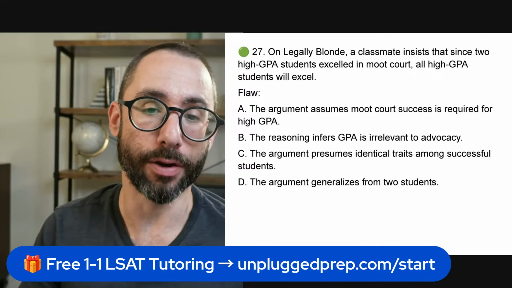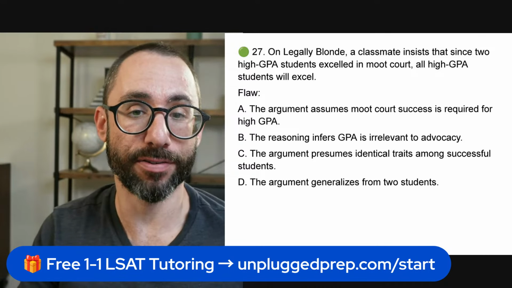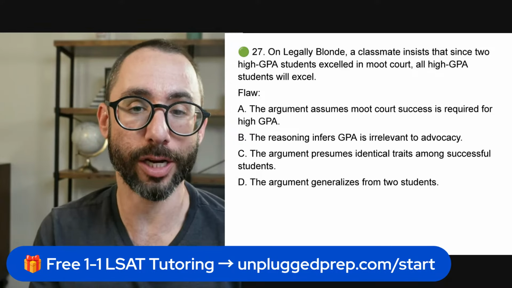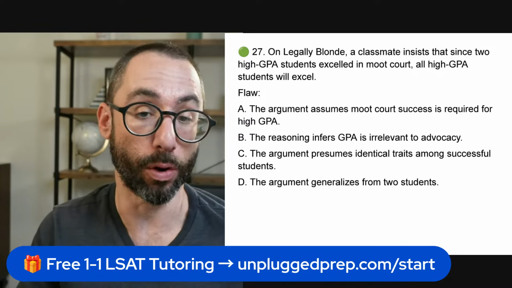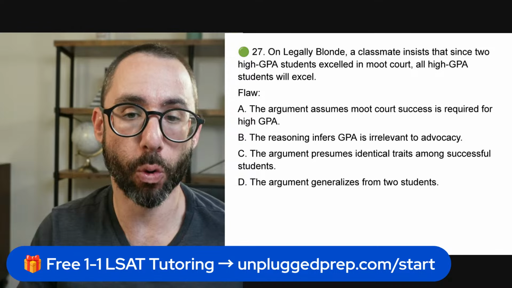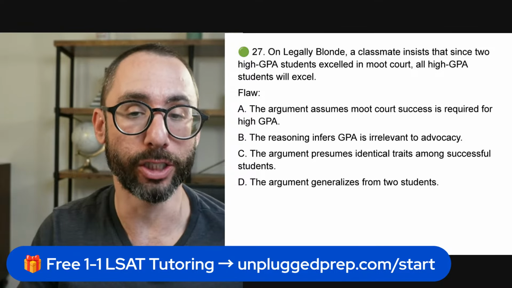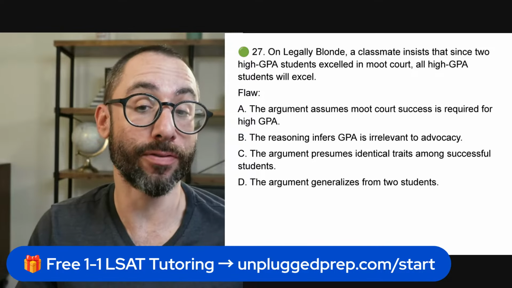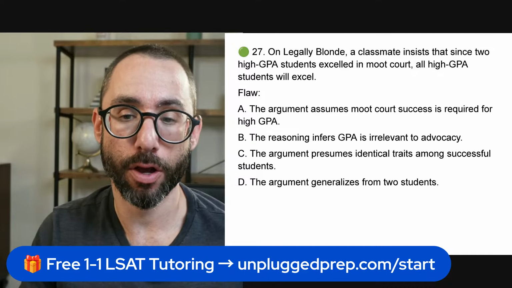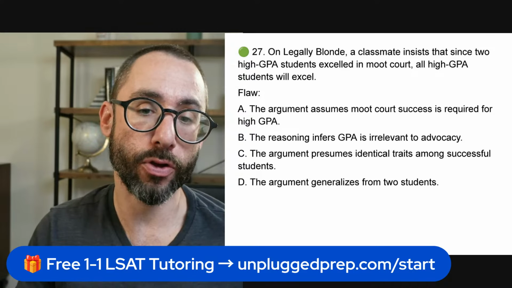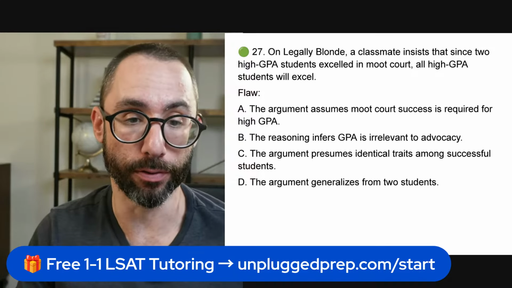On Legally Blonde, a classmate insists that since 2 high GPA students excelled in moot court, all high GPA students will excel. What's the flaw? A, the argument assumes moot court success is required for high GPA. B, the reasoning infers GPA is irrelevant to advocacy. C, the argument presumes identical traits among successful students. Or D, the argument generalizes from 2 students.